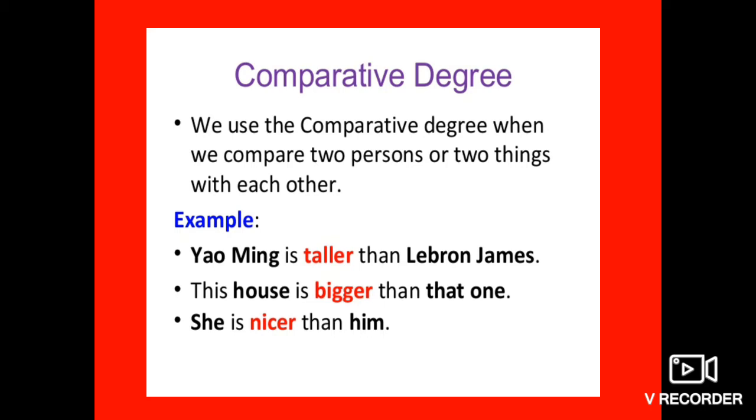So, in all these sentences, comparison is going on between two. Either we're talking about person or thing. So, this we call comparative degree when we compare two things or two persons.